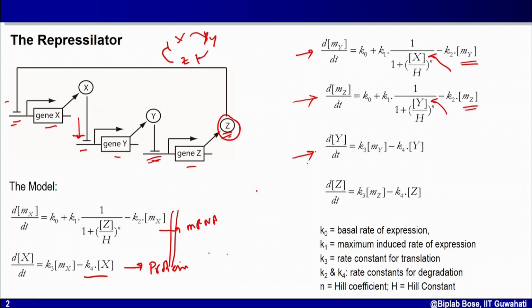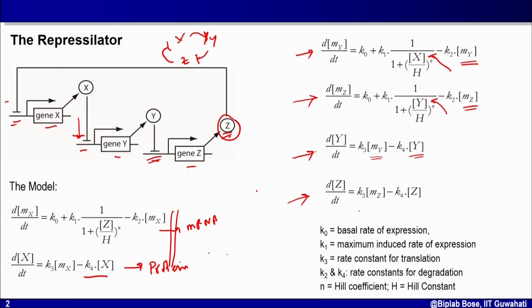For the protein Y, dy dt is similar, the equation is similar to dx dt. Only thing is that after K3, it is multiplied with the mRNA concentration of Y, and the degradation rate is K4 into Y. Similarly, dz dt is for the rate of change of concentration of Z. dz dt is similar to dx dt, which is here equal to K3 into mz, the concentration of mRNA for Z, minus K4 into Z, the concentration of the protein Z. So those are my 6 ODEs, almost similar to each other, and all the parameters I have kept identical for all the 3 genes to make our life a bit easier in this analysis.